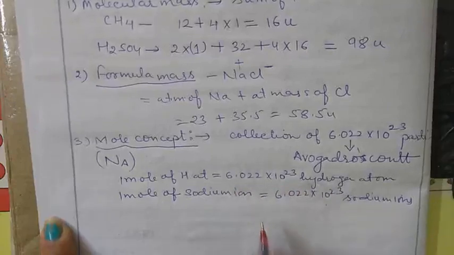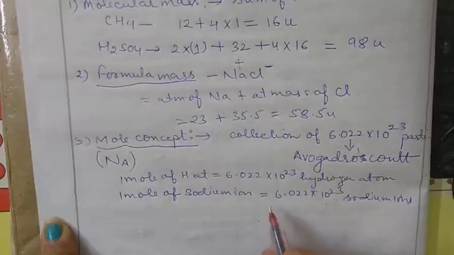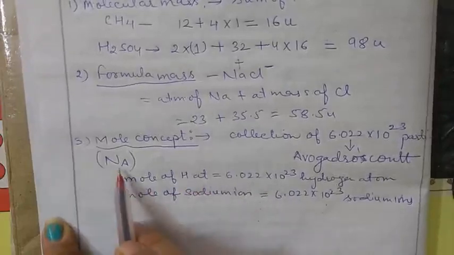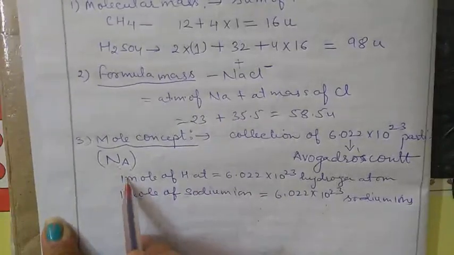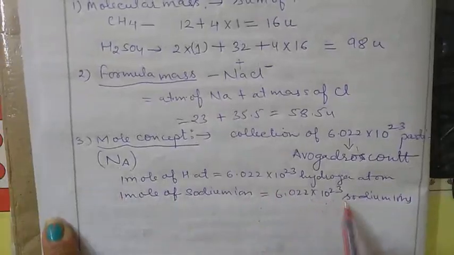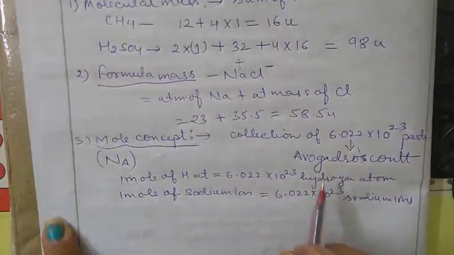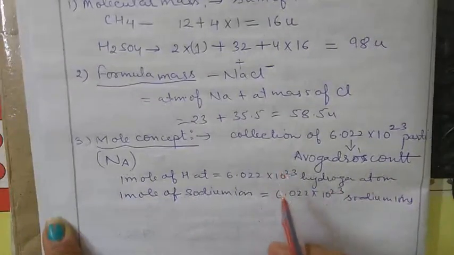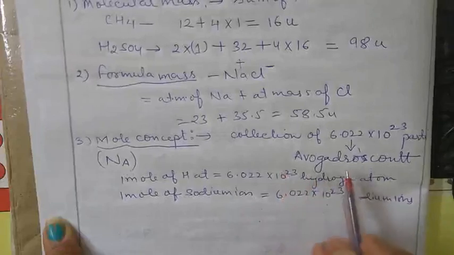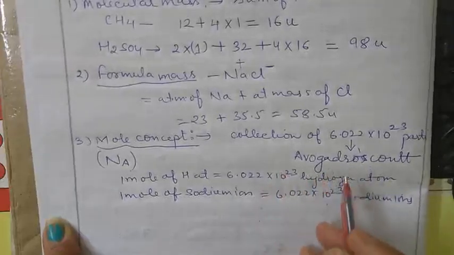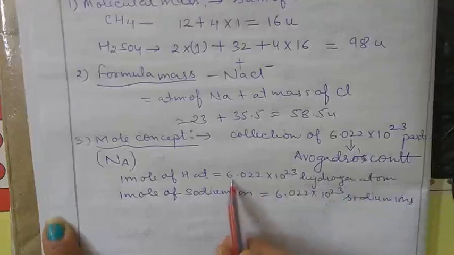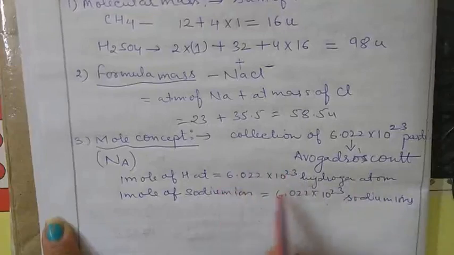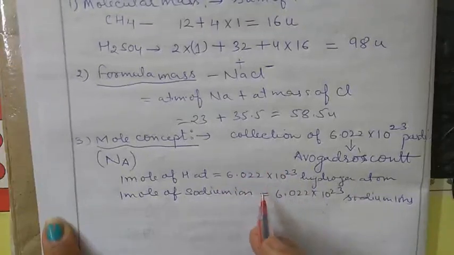So now it is clear to you that the exact value of the Avogadro number, which is represented by capital N and small a, is equal to 6.022 multiplied by 10 to the power 23. It is the actual value. Okay, the actual value is nearly about 6.022 multiplied by 10 to the power 23. But in calculations, we are using 6.022 multiplied by 10 to the power 23. We are using this value for the Avogadro number.